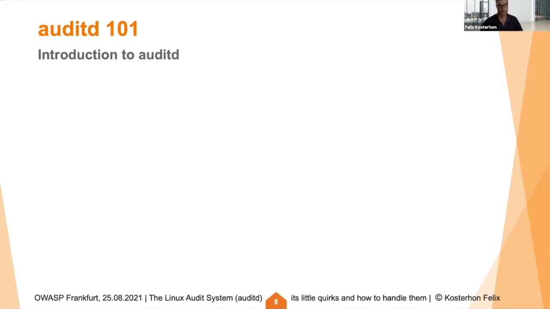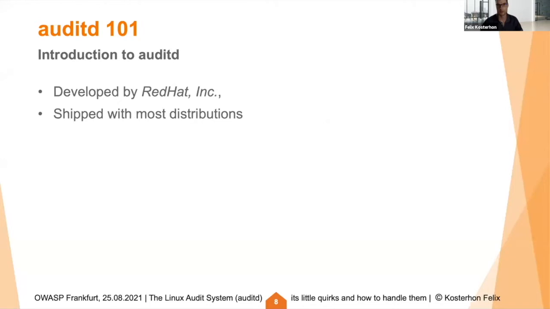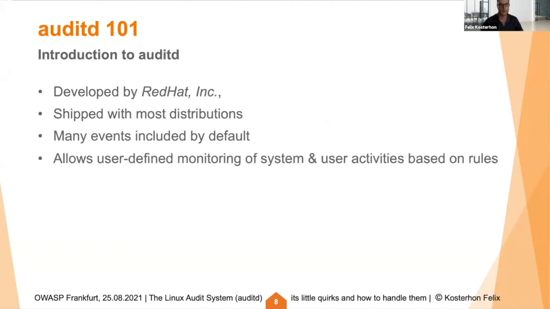And now let's have a closer look at it. So it was developed by Red Hat, and it's shipped with most distributions. So not only the Red Hat derivatives, but also other Linux distributions. And it already includes many events by default. This means, for example, if a user is added, or if a group is changed, then you will immediately get an event with auditd, and it will already provide you more context than, for example, equivalent logs of syslog. Also, it allows user-defined monitoring, and that was exactly what we wanted to do. So we want to think about what we want to monitor, and then we want to create our own rules.